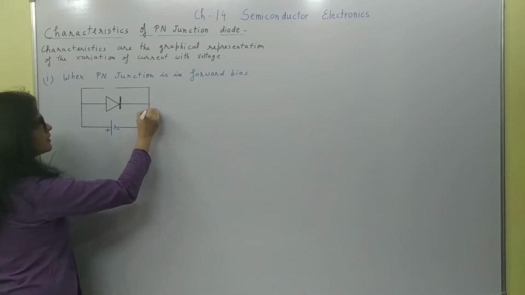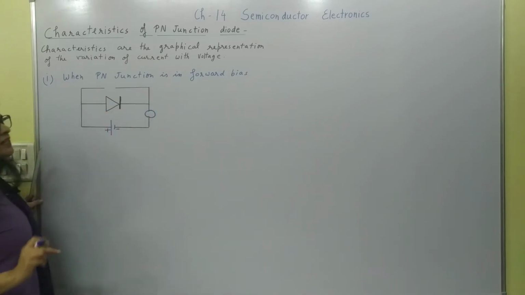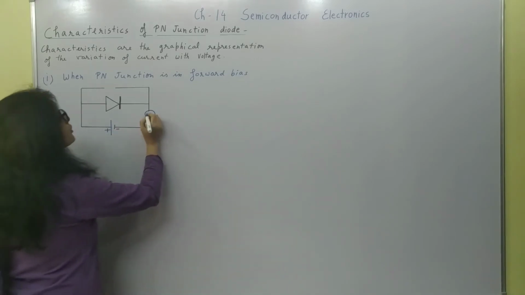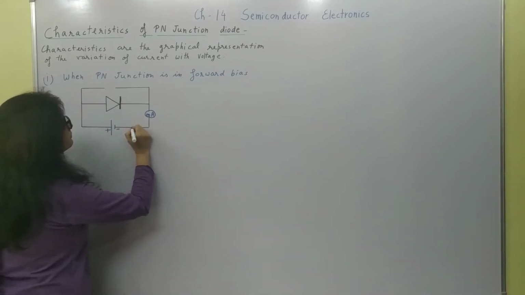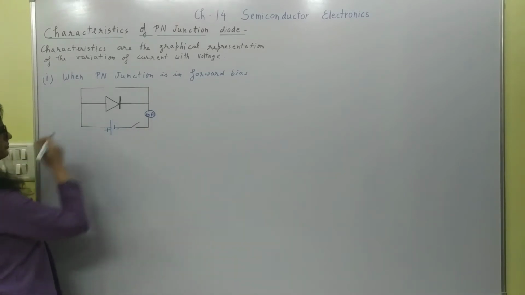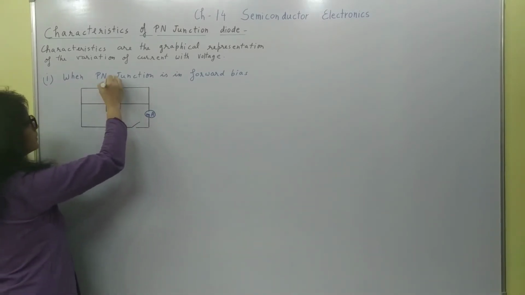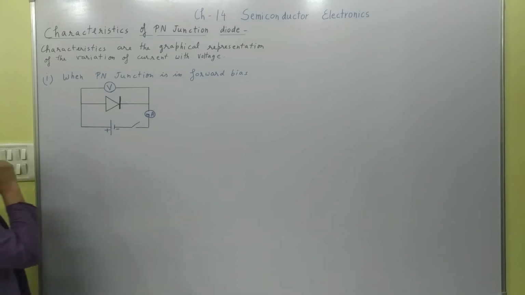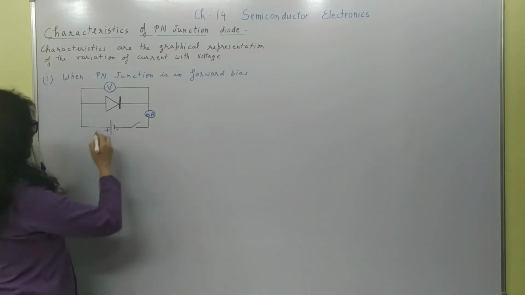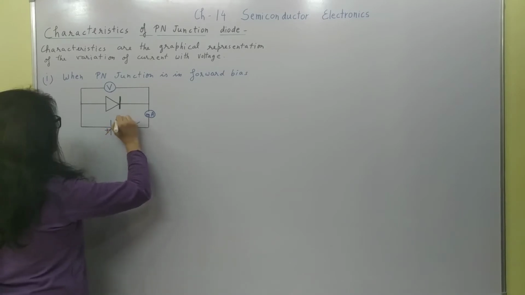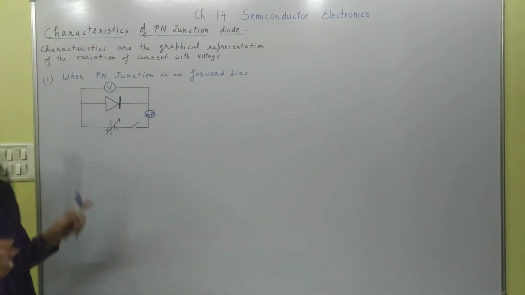And here, in forward bias we know that the current is more. So we use a milliammeter, because the current is of the order of milliamperes. We can use a switch also. Now here a voltmeter is used to measure the potential difference, and to draw the graph we need to vary the voltage. So that's why the variable symbol is used. This arrow shows that the voltage is variable.